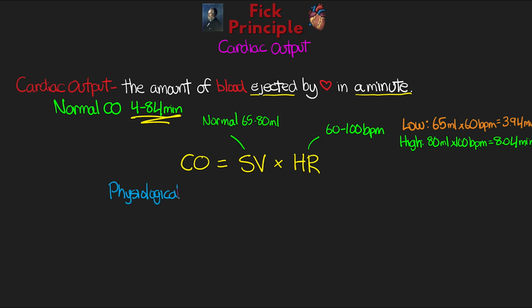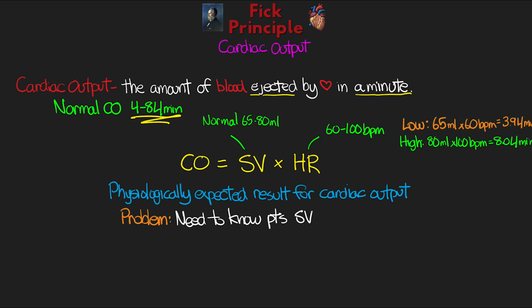Now, this is the physiologically expected result for cardiac output. The problem with using this to determine our patient's cardiac output is that we need to know their stroke volume. Now, we have many ways to get this, but they either aren't easily obtainable or aren't accurate. Knowing this, we need to have another way to determine cardiac output that's more easily obtained.